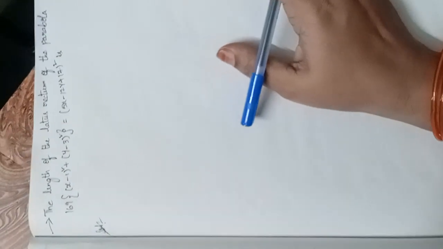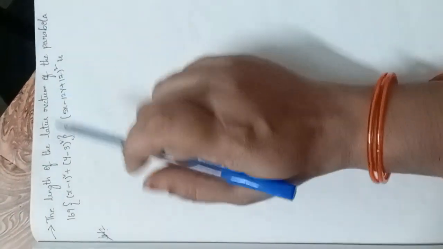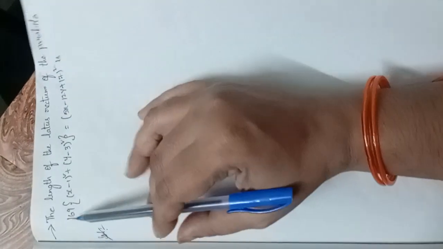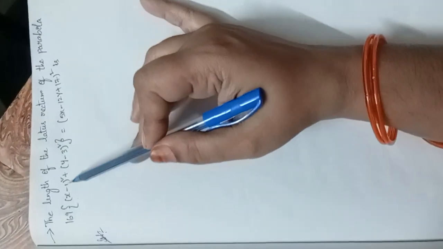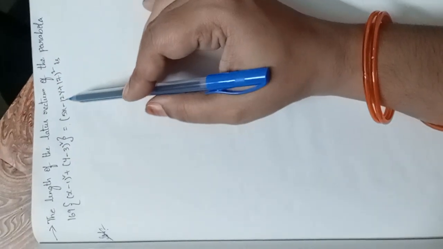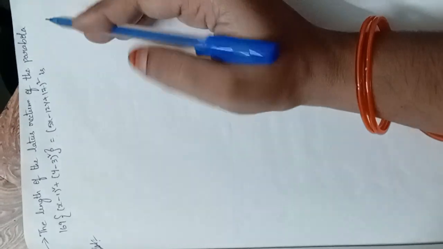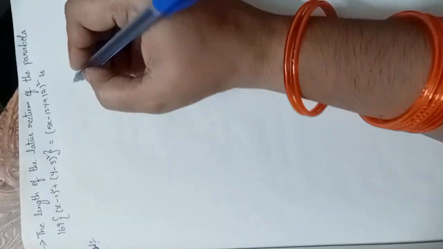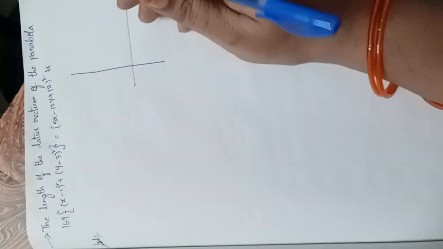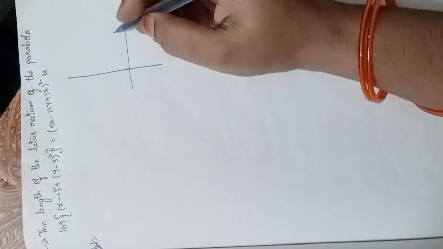In this video I'm going to solve a problem from the previous MSET question paper. The question is: the length of the latus rectum of the parabola 169 into (x minus 1) whole square plus (y minus 3) whole square is equal to (5x minus 12y plus 17) whole square. So if you take the coordinate axes and all, right?